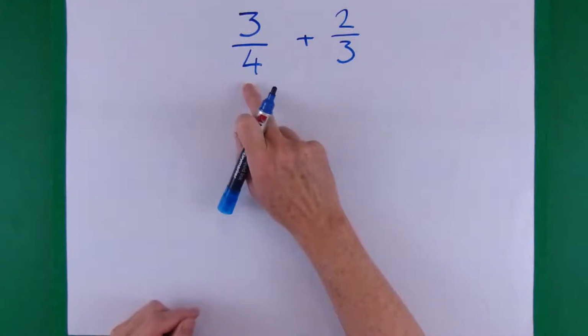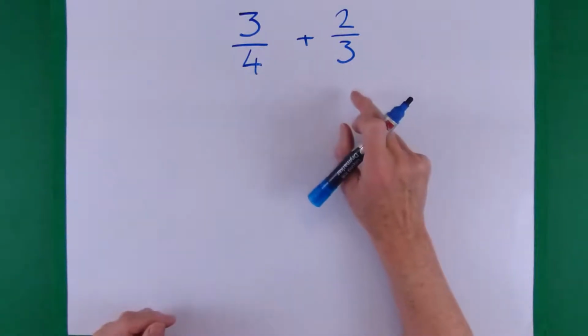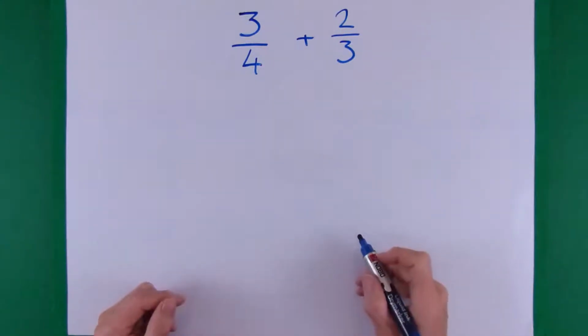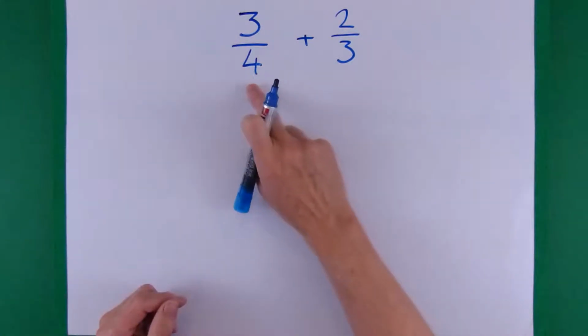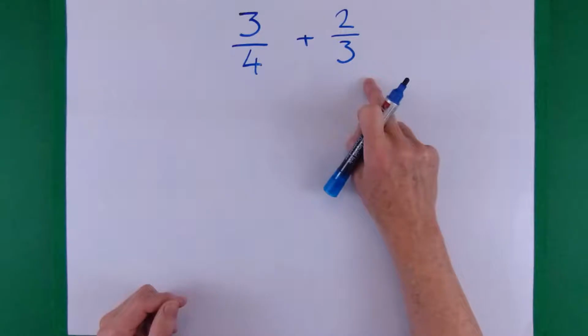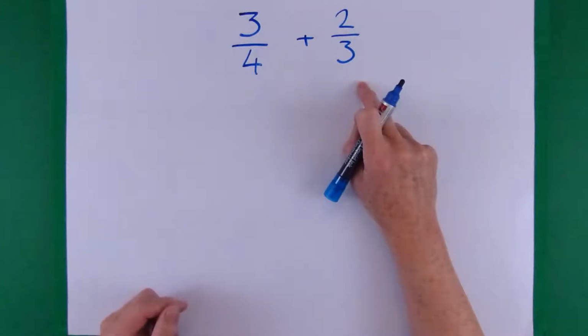Now our fractions are different. We've got quarters and thirds. We have to find the biggest type of fraction we can cut them both into. This is the smallest number on the bottom that works for both fractions.